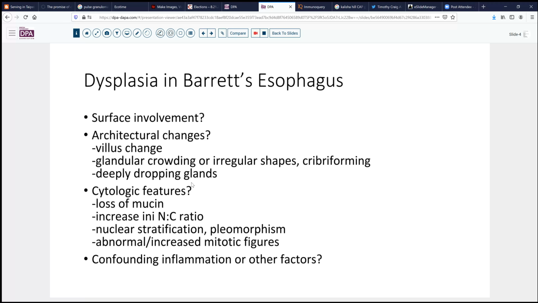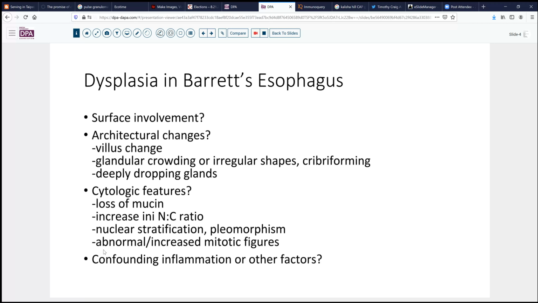And then the last criteria is the cytologic features. Is there loss of mucin? That certainly can help with both low and high grade dysplasia. Is there increase in the NC ratio? The greater that increase, the more likely it is to be high grade. And then do we see nuclear stratification, or do we begin to see nuclear pleomorphism and rounding up and variability in the size and shape of the nuclei? Again, a feature that tends to favor higher grade dysplasia.